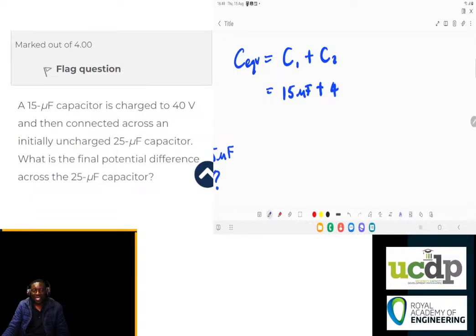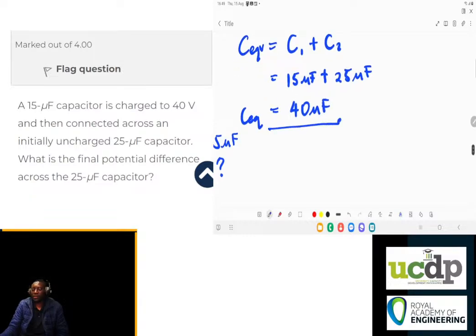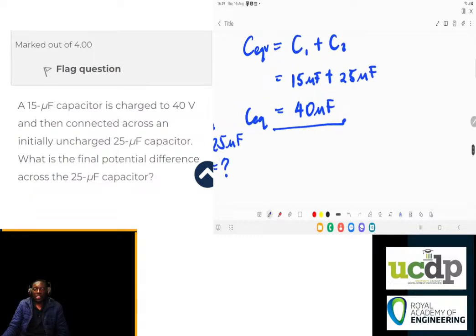Okay, let's see. So it's 15 microfarads plus 25 microfarads, right? Because these are in parallel. That should give us 40 microfarads. So that's the equivalent capacitance of 40. Right, with this equivalent capacitance, what would be the next step?